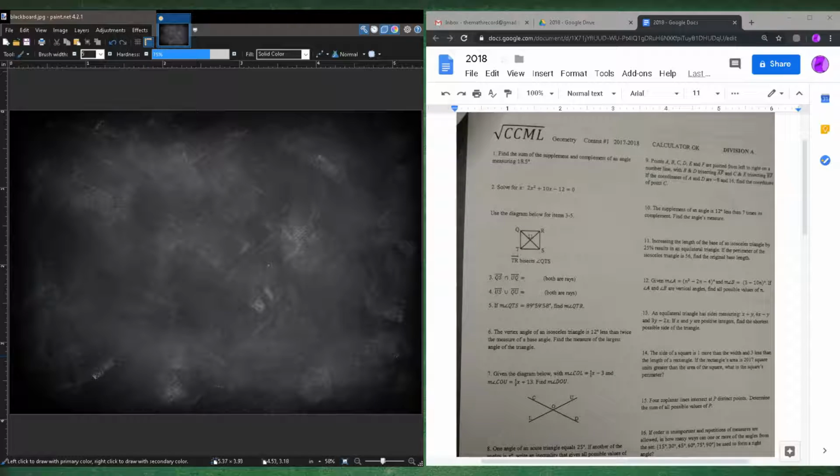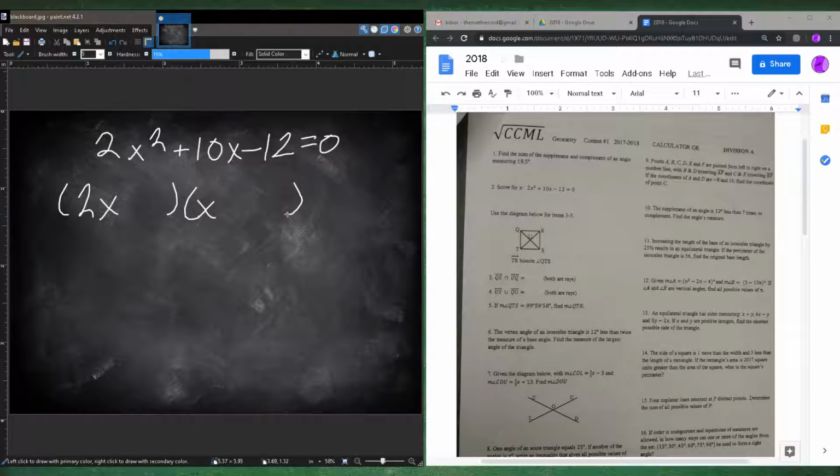Number 2, solve for x. 2x squared plus 10x minus 12 is equal to 0. Okay. So since 2 is already prime, I'm just going to assume that's 2 and just 1 here. So since we have a 12 and a 10 here, if we have a 3 and a 4, that's 8.